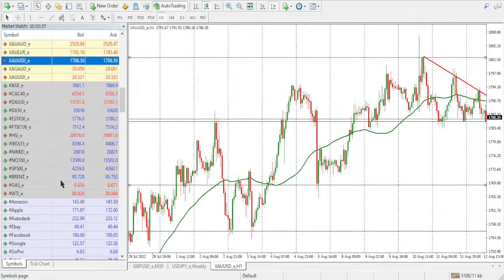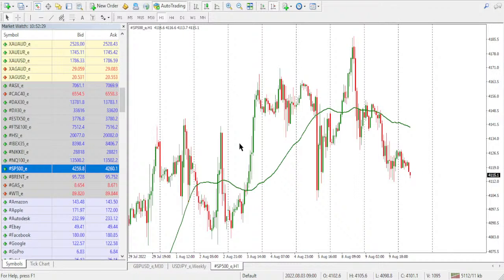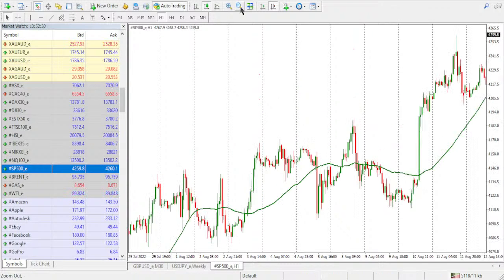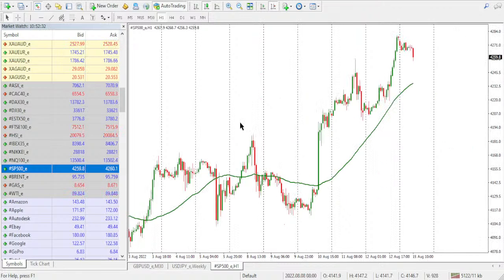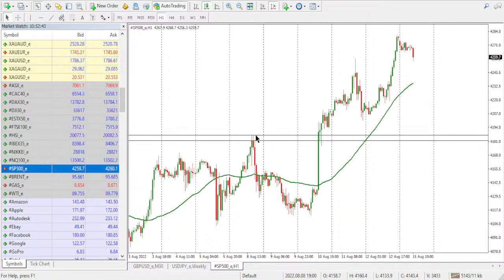My next chart is the SP500. This is bullish. We are in a very good uptrend. We are not going to recommend a sell as it is now. So just something which you may want to take and try to focus on in the future.